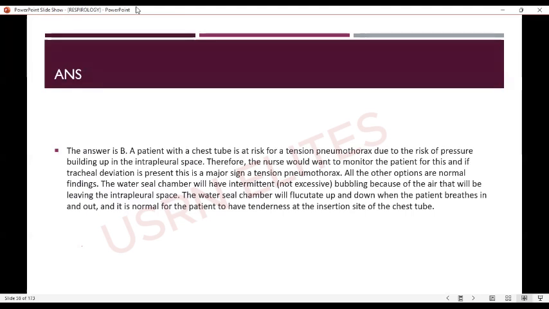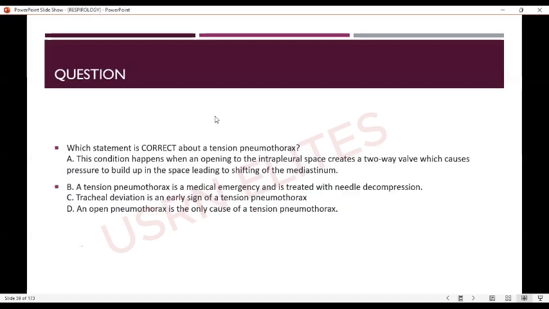And if tracheal deviation is present, this is a major sign of tension pneumothorax. All other options are normal findings. The water seal chamber has intermittent bubbling because the air fluctuates up and down. The patient being tired and silent is also normal. It is also normal for the patient to have tenderness at the insertion site of the chest tube. Good. Next question.